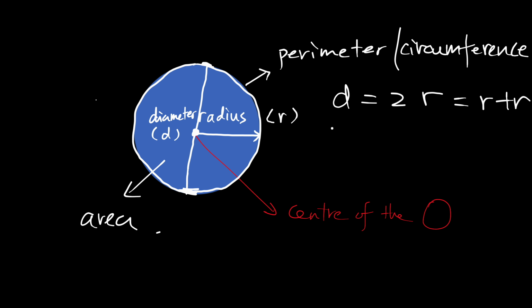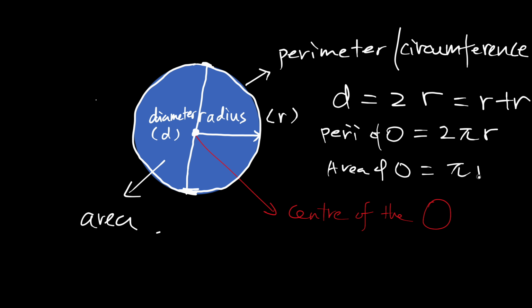Then you have the perimeter or the circumference. A peri, just short form. The perimeter of the circle is given by 2 pi r. Area of the circle, have you learned? Area of the circle is pi r square. Some questions will give you the value of pi, and some questions will just ask you to use the value of pi from your calculator. It really depends what the question asks you to do. If they don't give you, you use the value of pi from your calculator.